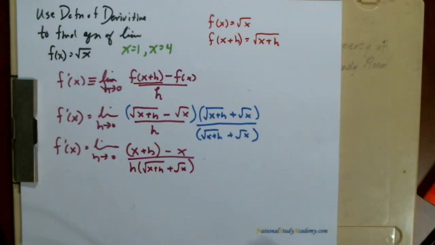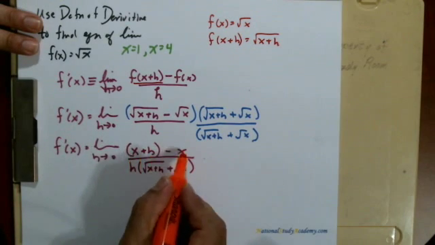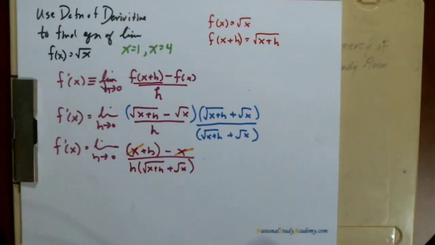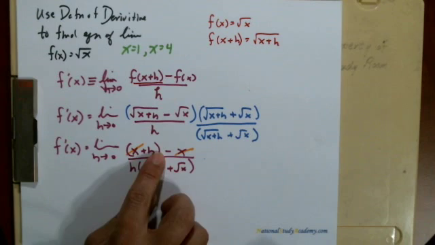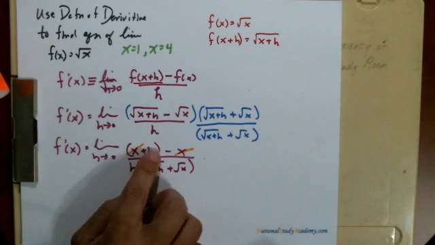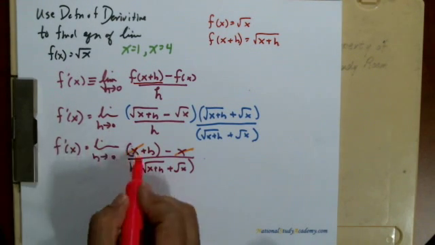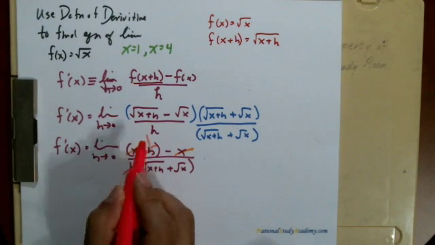What do we notice? A lot of things cancel in the numerator. The x and the minus x cancel, so you end up with just h. This h had better cancel with the h in the denominator. If it doesn't, then you probably did something wrong. So you cancel, and it becomes a 1.